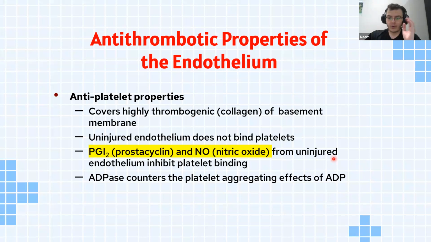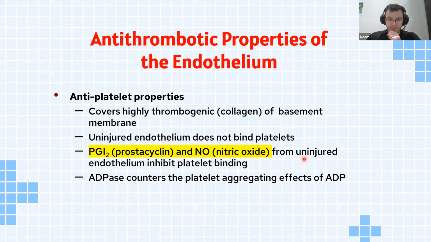Okay, now how does it do that? One, by prostacyclin. Two, by nitric oxide. Again, we're talking about nitric oxide again. So prostacyclin and nitric oxide, they inhibit the platelet binding. They do not allow platelets to bind to each other. So first of all, it covers the basement membrane. Second, it doesn't bind to platelets itself at all. Third, it produces and releases prostacyclin and nitric oxide, which do not allow the platelets to bind to each other. So these are the first three.